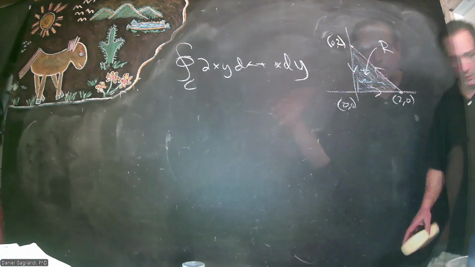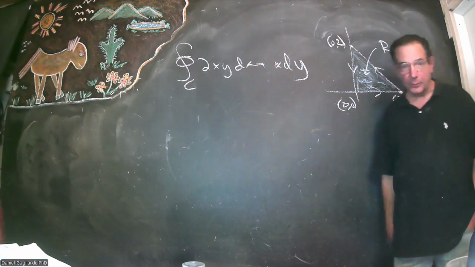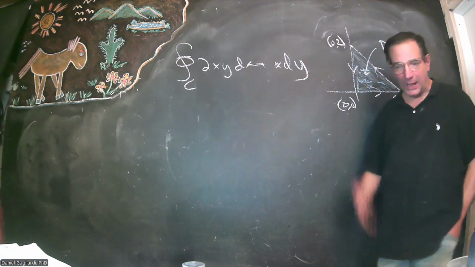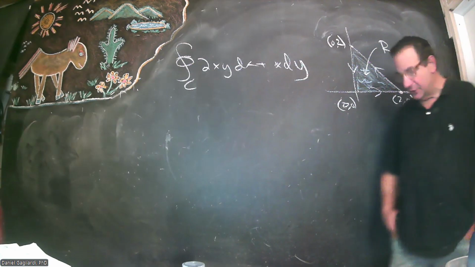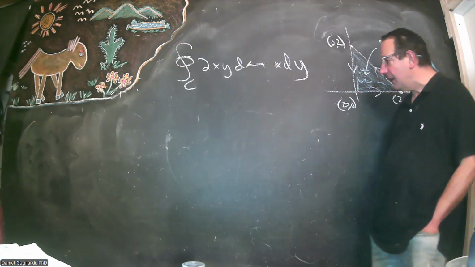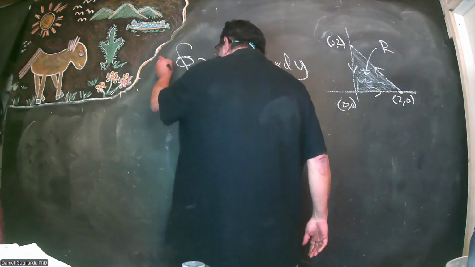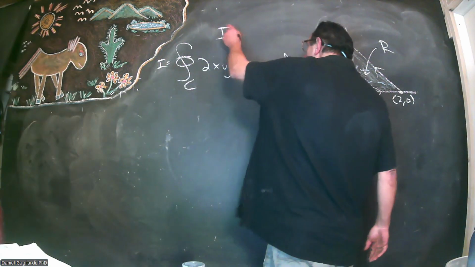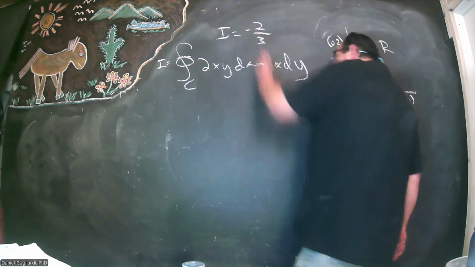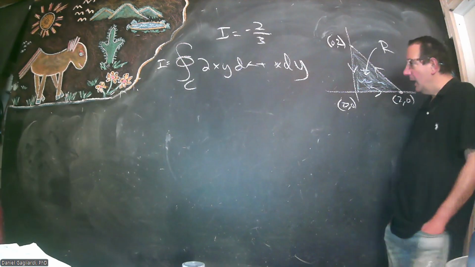We parametrized this line integral because we didn't know what else to do with it, because Q_x was not equal to P_y and we didn't get an automatic zero. After parametrizing this, we got a value of, let's label this I, and I was equal to negative 2/3.